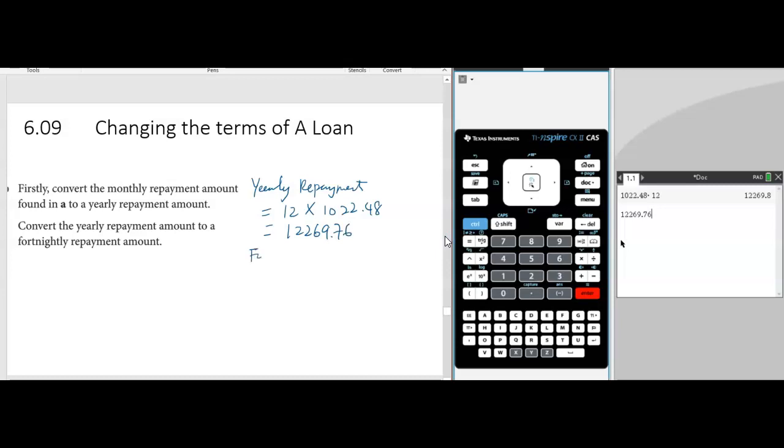Okay, what is the fortnight repayment? 1 year, how many fortnights? Or how many 2 weeks are there? So I use this amount that I found in a yearly payment divided by 26. There you go. This is the amount of your fortnight repayment.